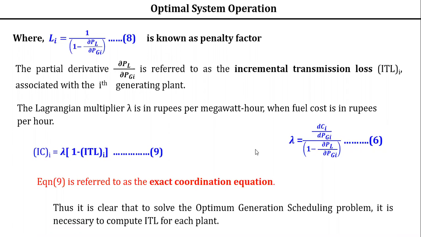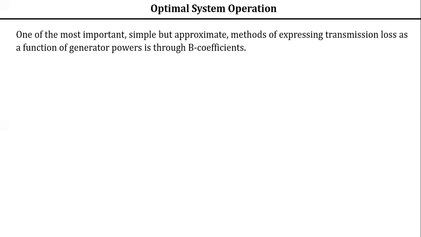Okay, so that we are going to study: incremental transmission loss. There are so many methods available, and we are not going to get an exact method of expressing transmission loss. However, those are not in the syllabus. But a simple and approximate method we are going to consider here to derive the formula for transmission loss. What is that simple and approximate method? Expressing the transmission loss as a function of generator powers through B coefficients.